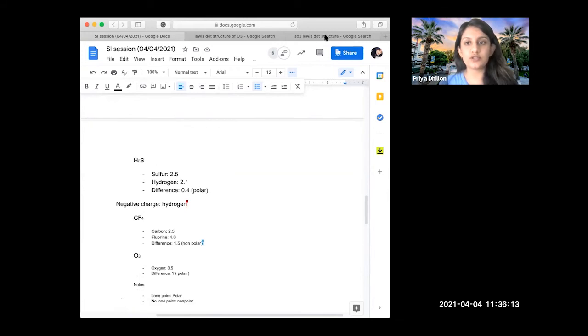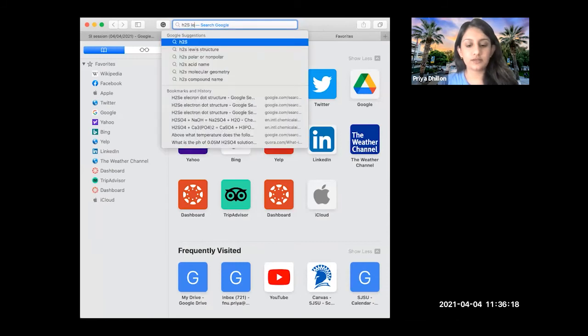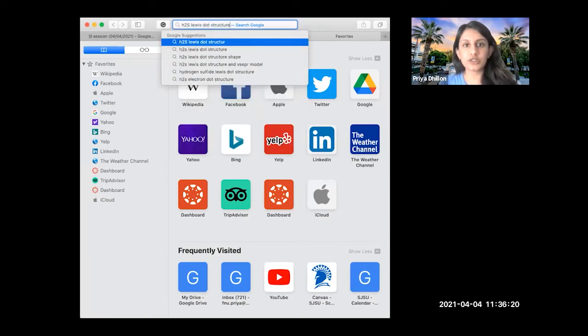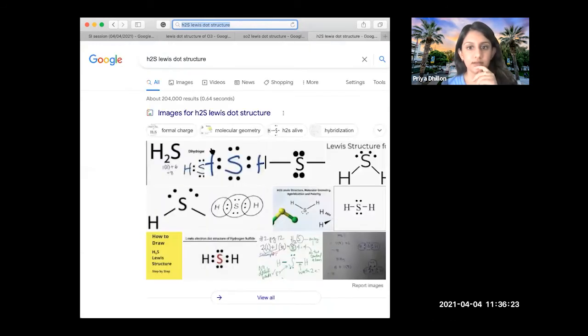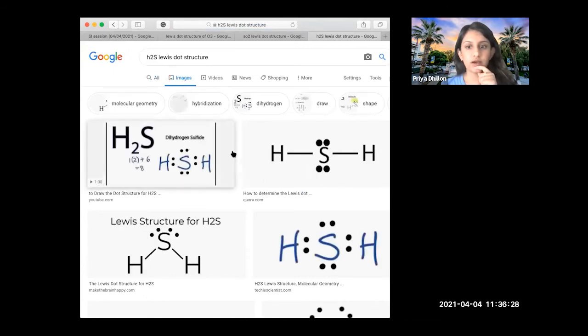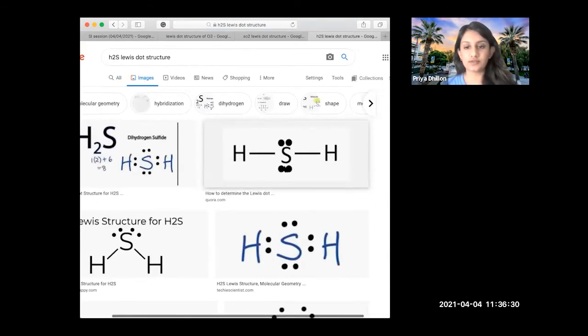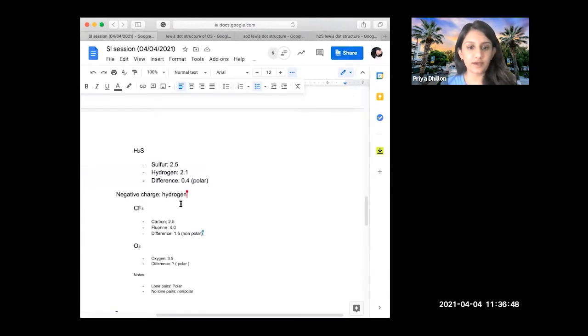Let's do H2S, right? H2S dot. Okay. So now you have 2 things right here. Will that be polar or non-polar? So sulfur has these 2 lone pairs. Polar, yep, good job. Let's see what else we have.